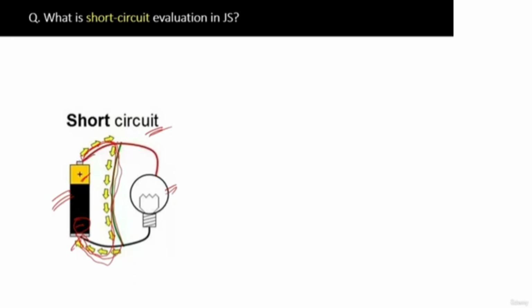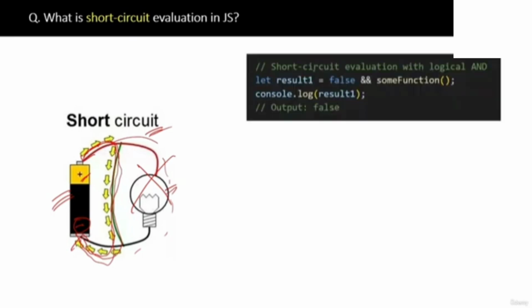So the whole circuit will not be completed, because we now have a short circuit, a short way. Similarly, in JavaScript also, sometimes the whole operation will not be completed because of short circuits. Let's see the code. Here we have a variable result1, which is equal to this expression. Here we have used the logical AND operator.